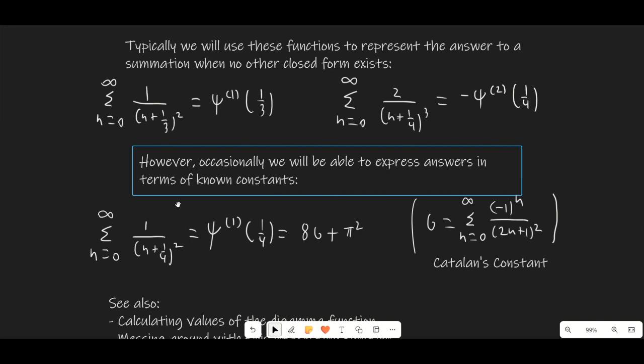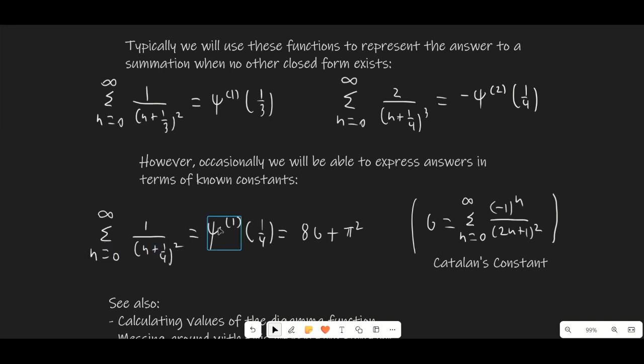So for example, the sum from n equals 0 to infinity of 1 over (n plus 1/4) squared is trigamma of 1/4, which, using the identities for the trigamma function and also some other tricks, you can find is equal to 8G plus pi squared. Note that G here is Catalan's constant, the sum from n equals 0 to infinity of negative 1 to the n over (2n plus 1) squared. This is super important to remember. It's pretty straightforward to use, since whenever you see this summation, you're going to think, okay, it's Catalan's constant. And the reason it's a named constant is because this series shows up everywhere, and there's no way to express it in terms of other constants.